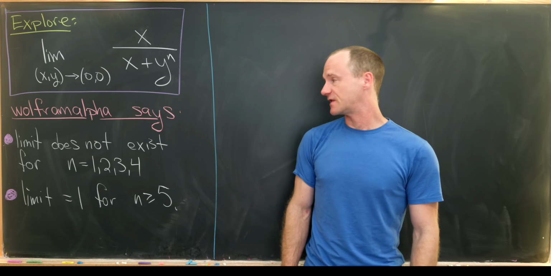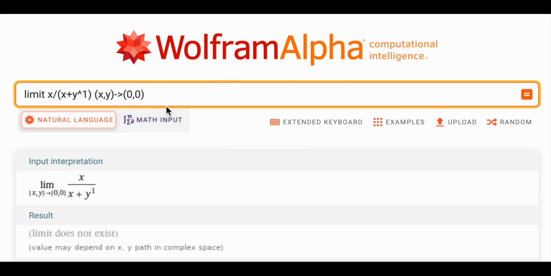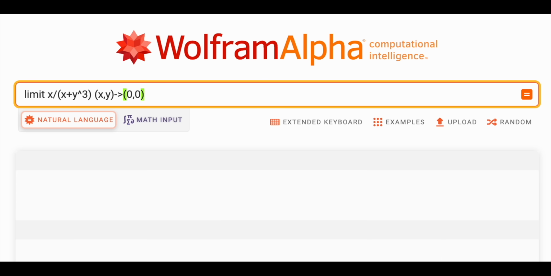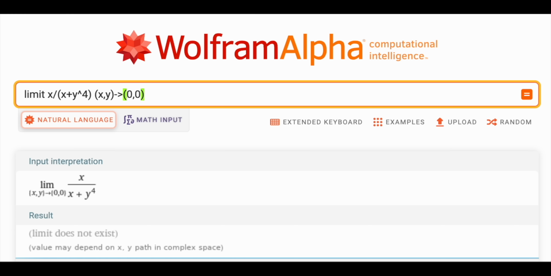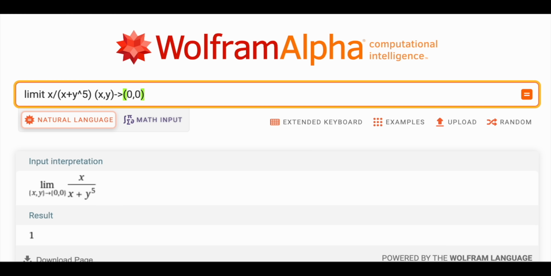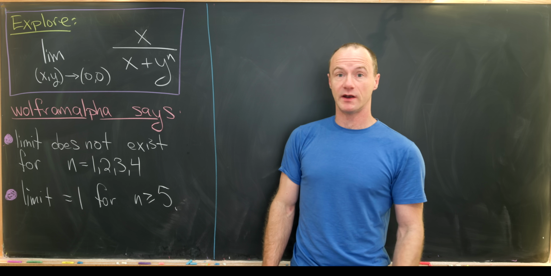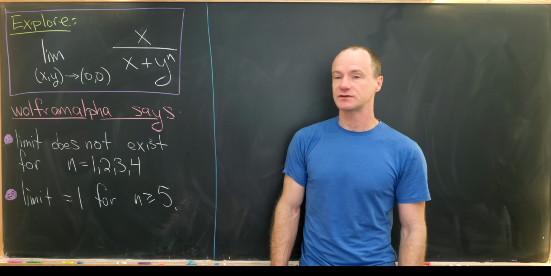The most interesting thing here is that Wolfram Alpha says that the limit does not exist for n equals 1, 2, 3, and 4, but the limit is equal to 1 for all n bigger than or equal to 5. Of course, you can't really check it in Wolfram Alpha for all n bigger than or equal to 5, but if you plug in lots of values of n, you'll always get a value of 1 from Wolfram Alpha for those values.